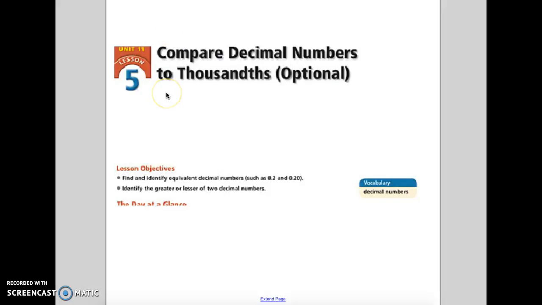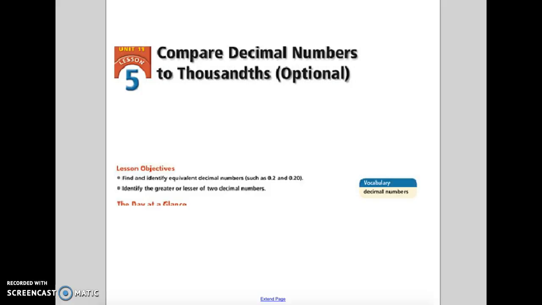This is Mrs. Naslin, and today we'll be doing Unit 11, Lesson 5, Compare Decimal Numbers to the Thousandths. Our learning targets for today are, I can find and identify equivalent decimal numbers, such as 2/10ths and 2/100ths. Our second learning target is, I can identify the greater or less of two decimal numbers.